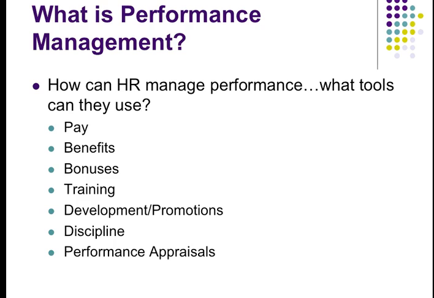Training is a way that we can manage performance because we make sure that people are trained to have the skills so they can be the highest performers they can be. Development and promotion acts like a form of training so that people have the skills, but it also creates an incentive for people to be promoted. So a good development system helps people to be ready for promotion, and then giving people promotions creates an incentive for others to also behave in the same way so they can get promoted as well.